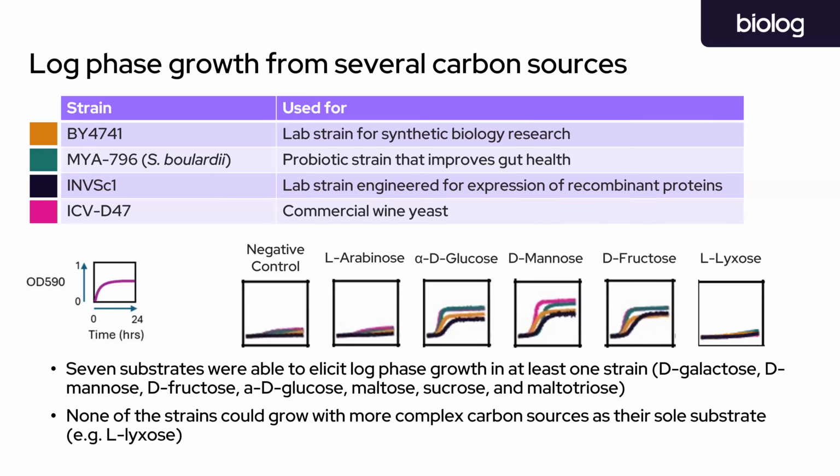And then I'm also showing that none of the 4 strains could grow on arabinose or lysose, which isn't too surprising. Yeast are generally more prone to metabolize hexoses and disaccharides. So these, you can see kind of the same phenotype of all 4.